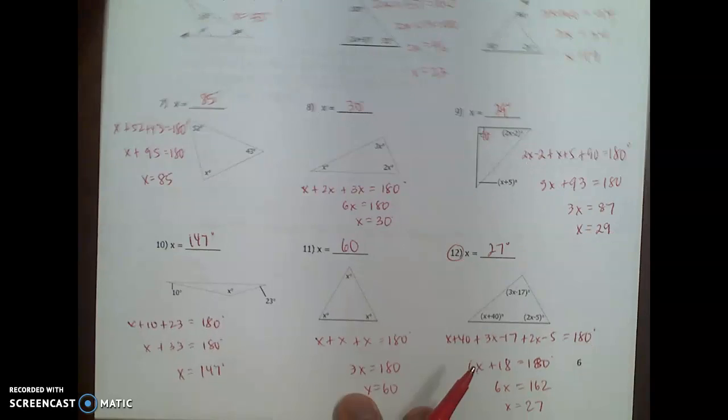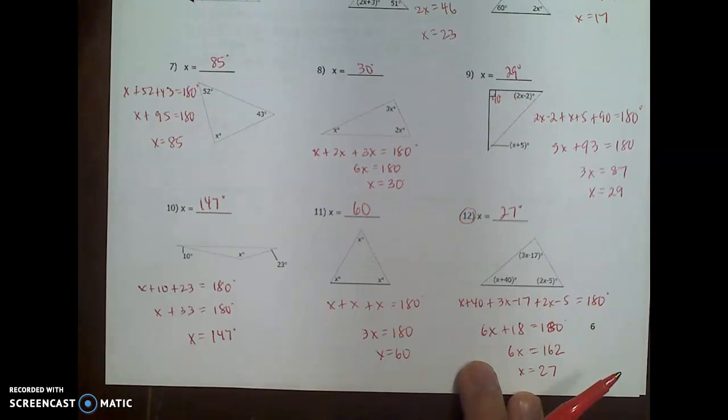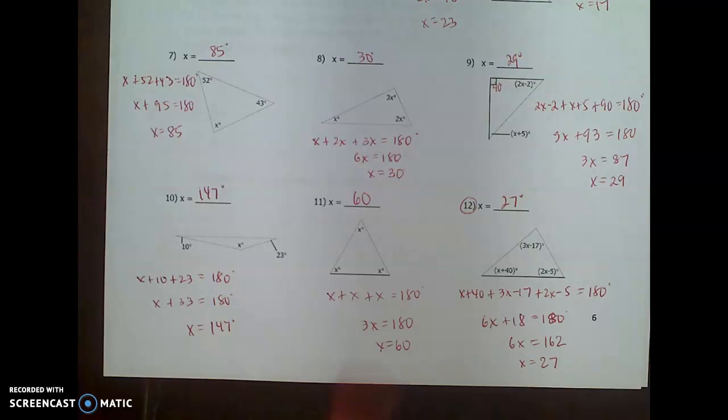We'll move on down to the bottom of this page, where again here we are using that triangle angle postulate where you add up all the angles and it sums up to 180 degrees. Here I'm taking x plus x plus x, adding up all three angles, setting it equal to 180. And that's the equation that we're going to use to solve for x.